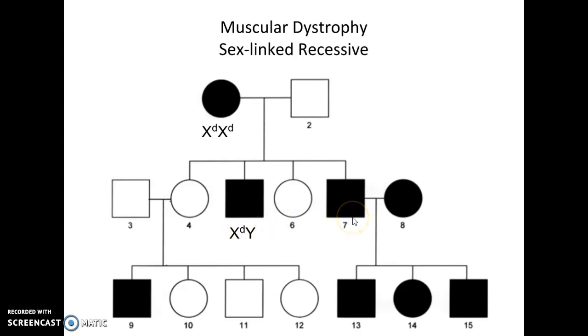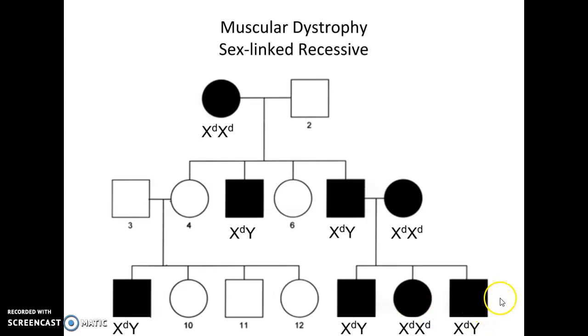A male with muscular dystrophy, again, is going to be X little d Y. A female, X little d, X little d. A male, X little d Y. A male, X little d Y. A female, X little d, X little d. And a male, X little d Y.